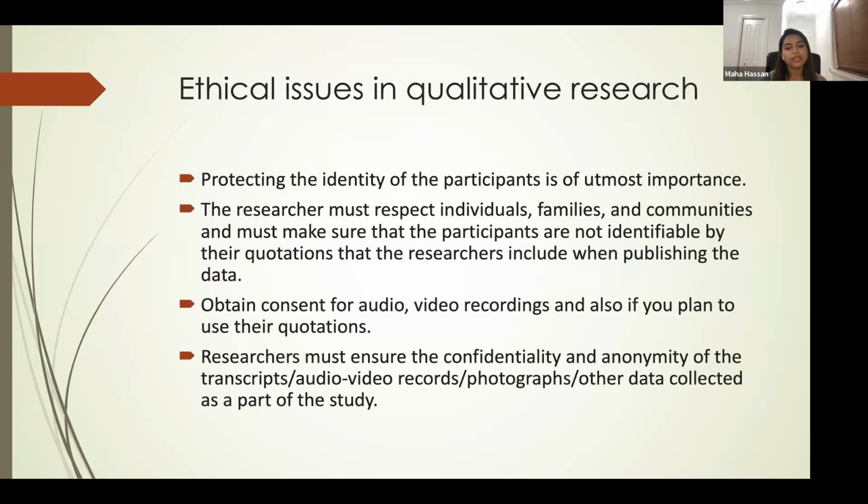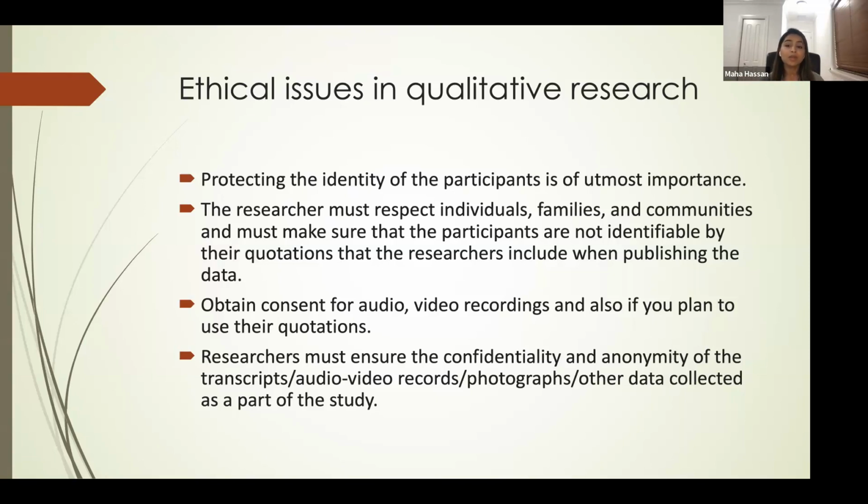The ethical issues, these are extremely important. You have to protect the identity of the participants. And that doesn't just mean, oh, I'm going to block out the name of the person. No, you cannot give out anything that would help other people, even in that group, identify that person. You have to protect the identity. The researcher must respect individuals, families, and communities, and must make sure that participants are not identifiable by their quotations.